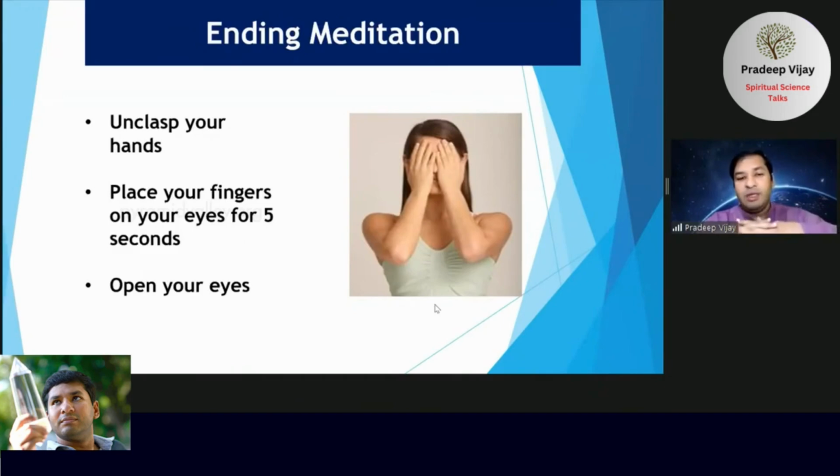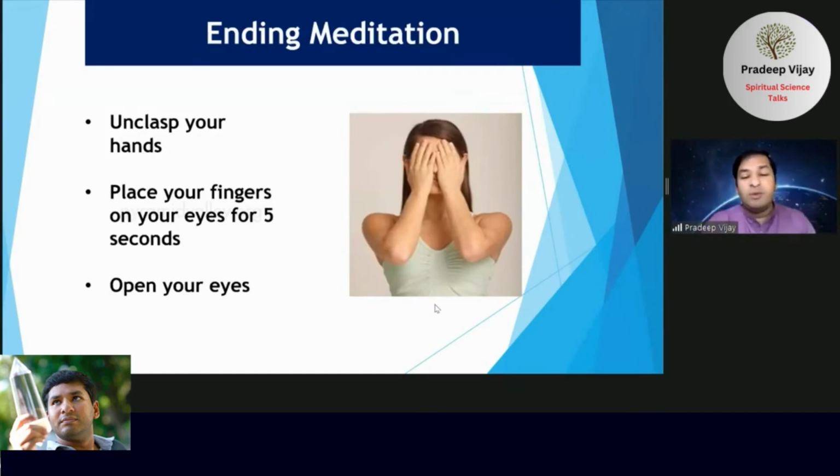Before you finish the meditation, gently unclasp your hands and place your hands on your eyes for 5 to 10 seconds. And then gently open your eyes. Because in meditation, you go into altered states of consciousness. You cannot suddenly open your eyes. That will be a shock to your body.